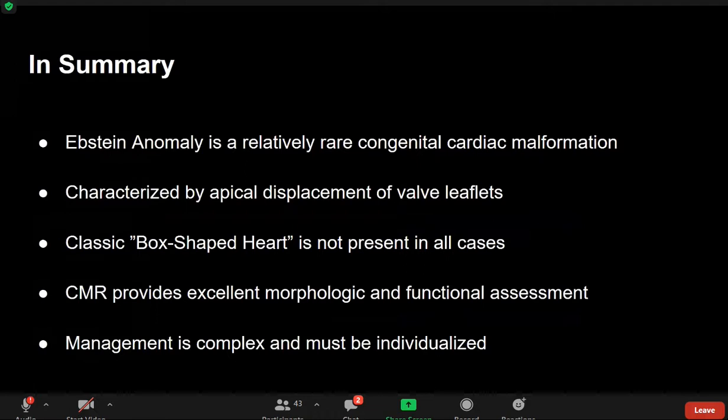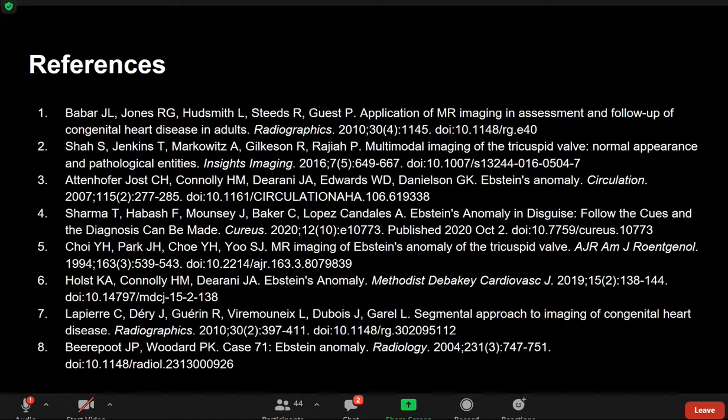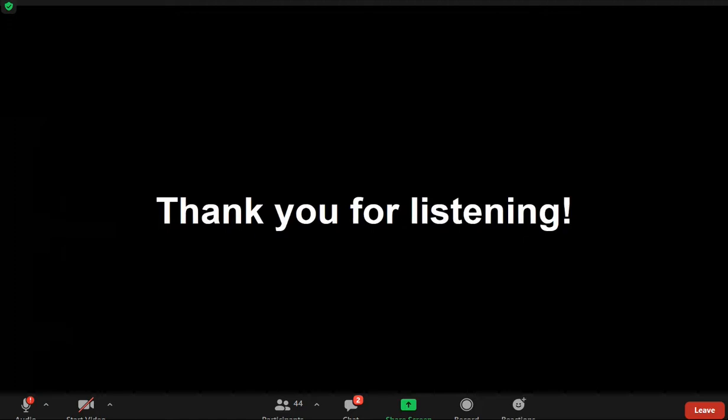So, in summary, Ebstein anomalies are relatively rare congenital cardiac malformations characterized by apical displacement of the valve leaflets. It's important to note that the box-shaped heart is not present in all cases. The cardiac MRI provides excellent morphologic and functional assessment, and usually management is complex and must be individualized per case. So these are my references. Thank you for listening.